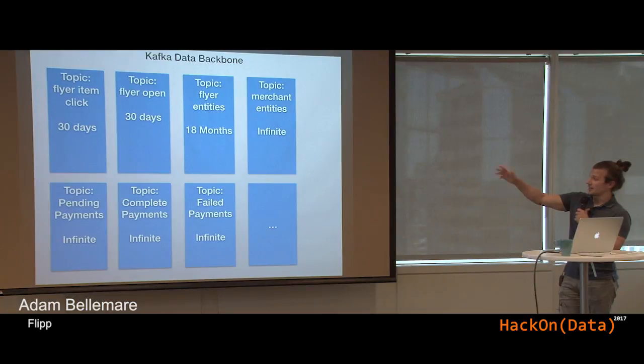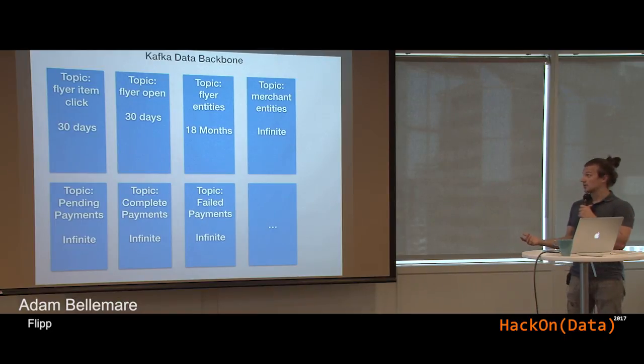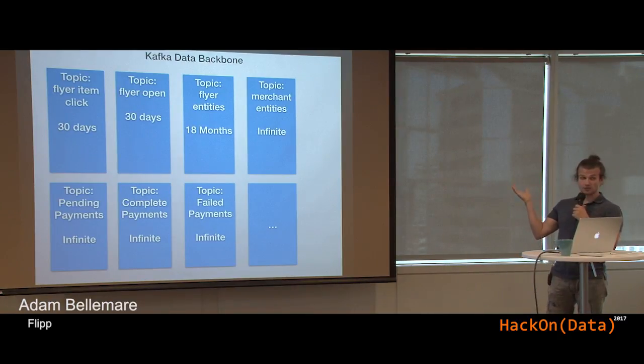So things like flyer entities, though, we may keep for like 18 months. This is the actual flyer itself. And the reason why we would probably do more than a year is because we do a lot of seasonal stuff. With Black Friday coming up, there's a very good chance that we're going to be looking at data analysis patterns from last Black Friday. So we could even do something like real-time comparison between last Black Friday's data and this Black Friday's data as it comes in. Merchant entities, we would keep these forever.